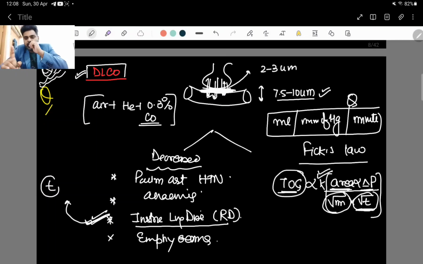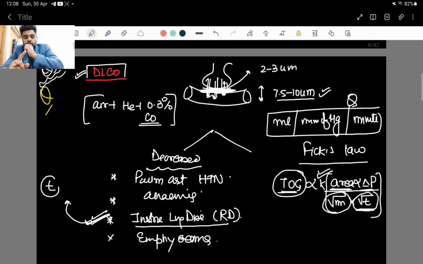This is a very important point. When I will be solving questions and some challenging question, you will understand that you can differentiate the intraparenchymal restrictive lung disease from the extraparenchymal lung disease on the basis of two things. One is the DLCO. DLCO decreases in the intraparenchymal restrictive lung disease, but DLCO remains normal or increases in the extraparenchymal lung disease.